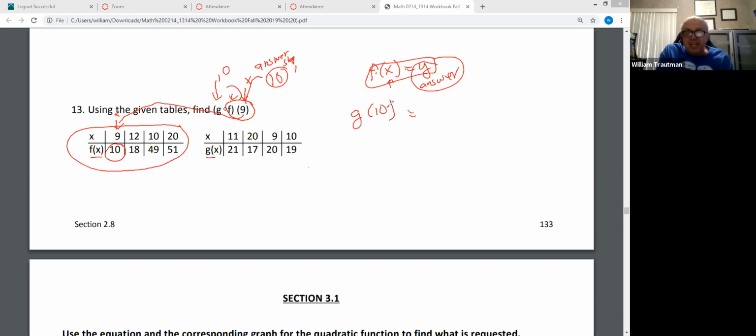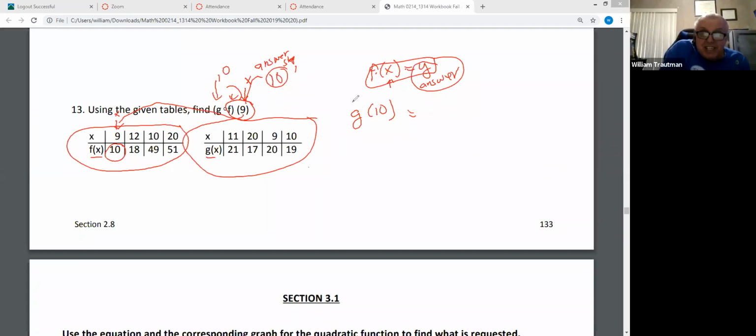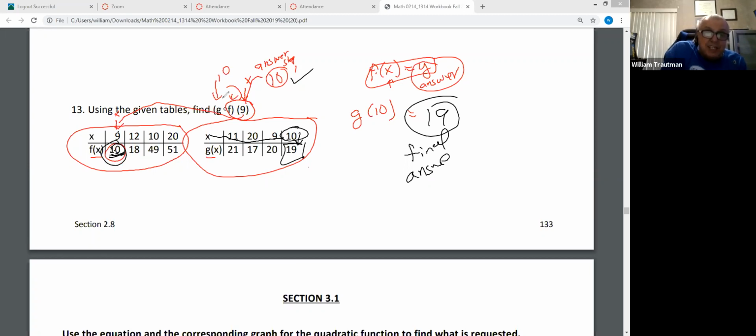Can somebody tell me what the answer is when I plug 10 into the g function? This is the g function. What's the answer? 19. Yes. Now we got the answer here. Now we're plugging that 10 into the g function. Look for x equals 10 right there. So the answer to this is 19. This is the final answer. When you plug 9 in, you get 10 as an answer. Then you have to plug this 10 into the x value of the left function, which is g.